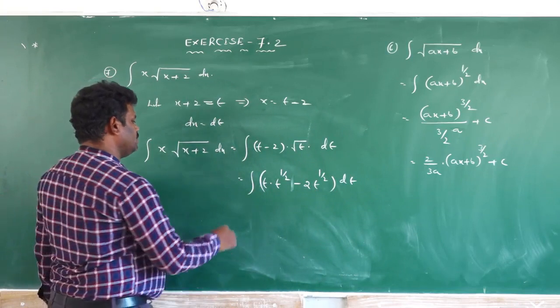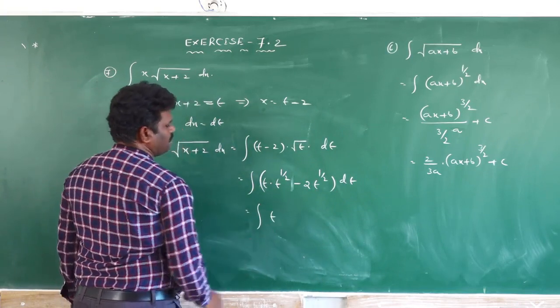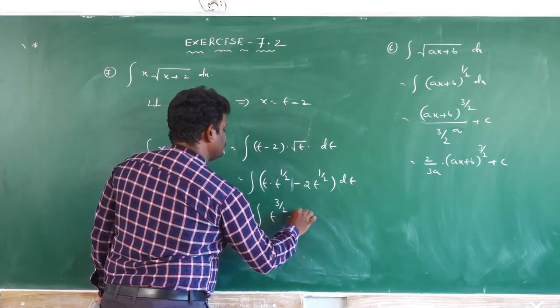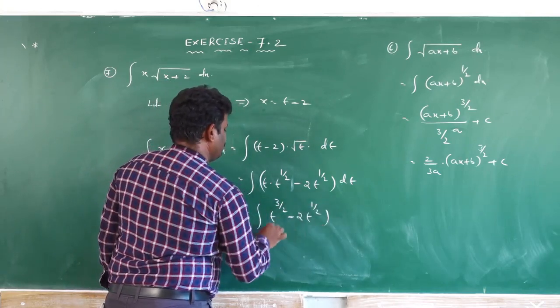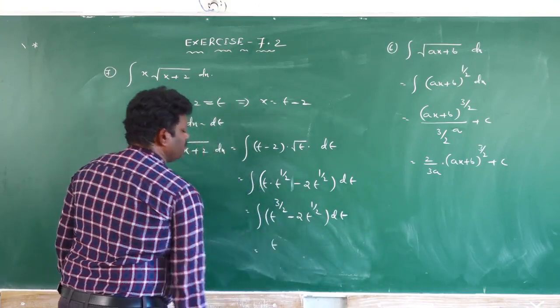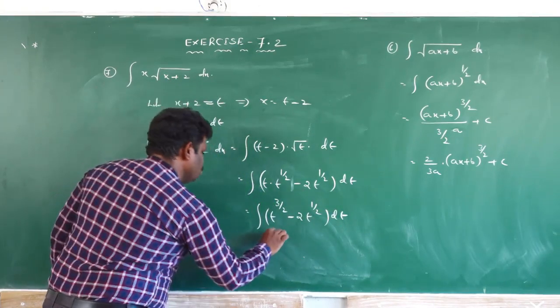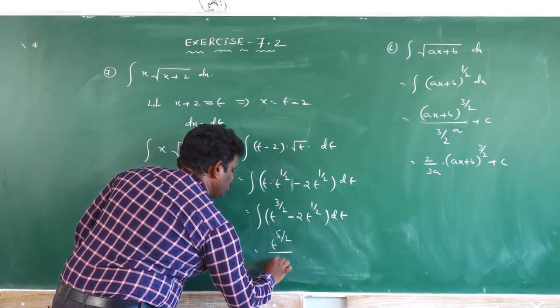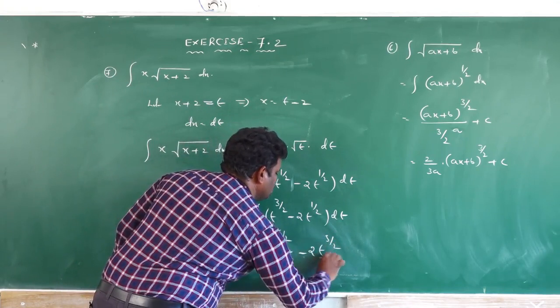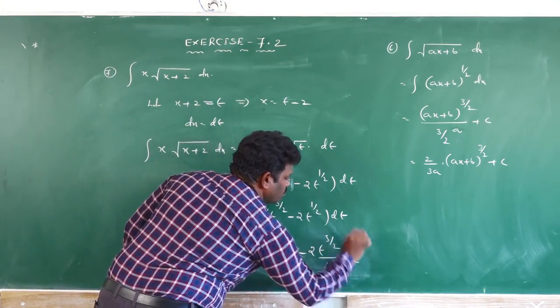Now here, the integral of t power 1 plus 1 by 2, that is 3 by 2, minus 2 into t power 1 by 2 into dt. Then the final result is t power 3 by 2 plus 1, that is 5 by 2. T power 5 by 2 divided by 5 by 2, minus 2 into t power 3 by 2 divided by 3 by 2, plus c.